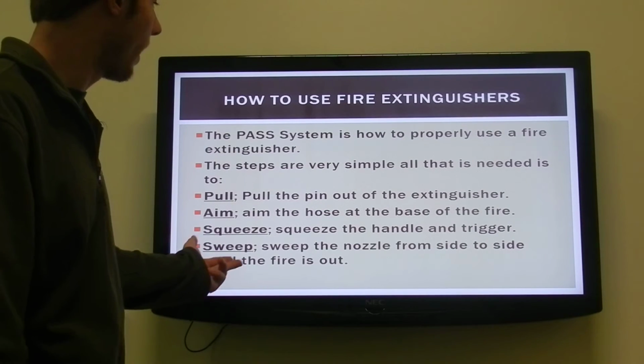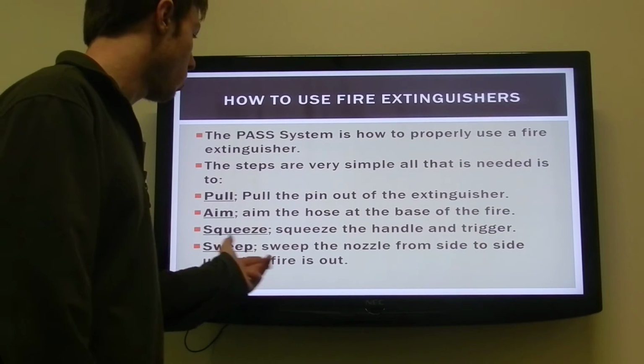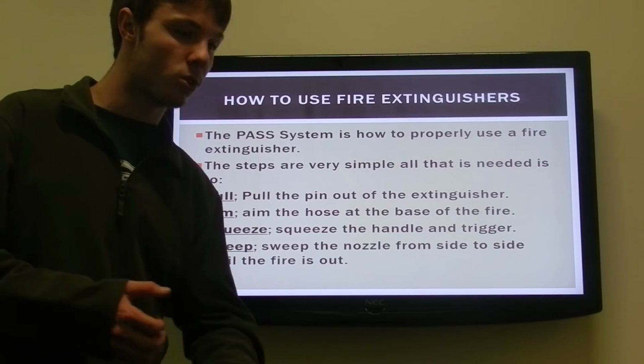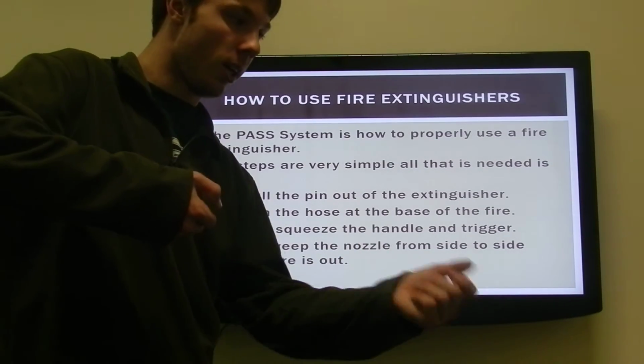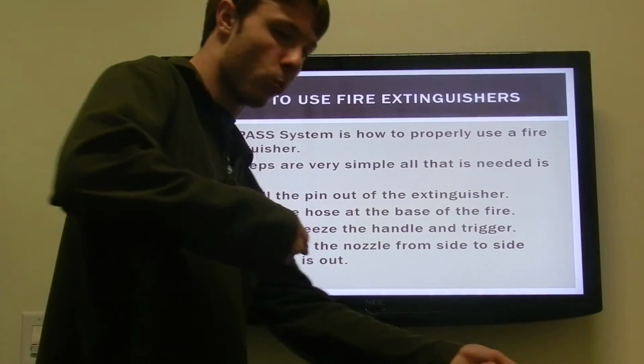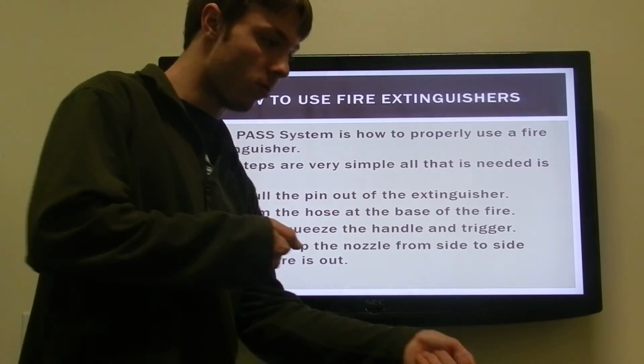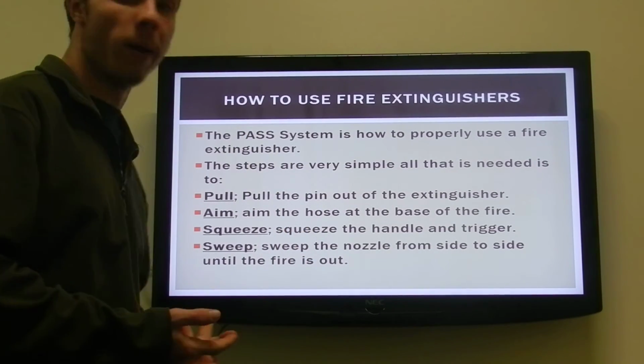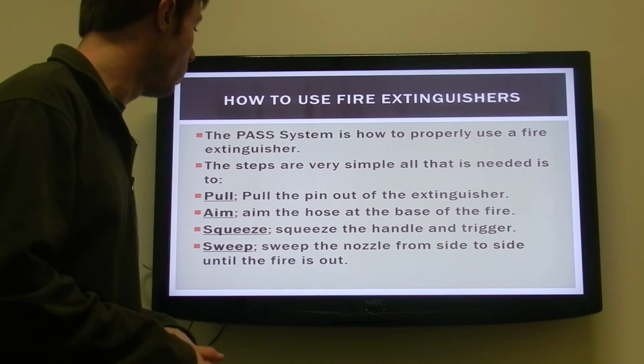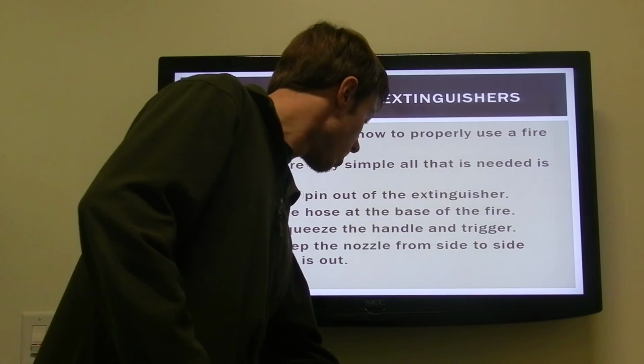So you squeeze the handle and trigger, and then you sweep the nozzle from side to side until the fire stops. When you're holding it, you hold it by the handle and the nozzle, you squeeze and you sweep back and forth until the fire is fully out. And that is basically the way to put out a fire.